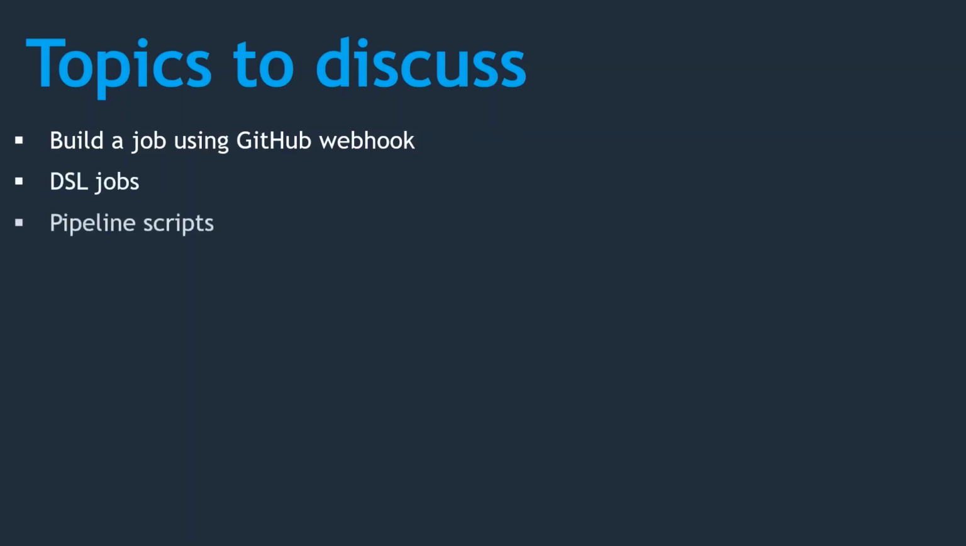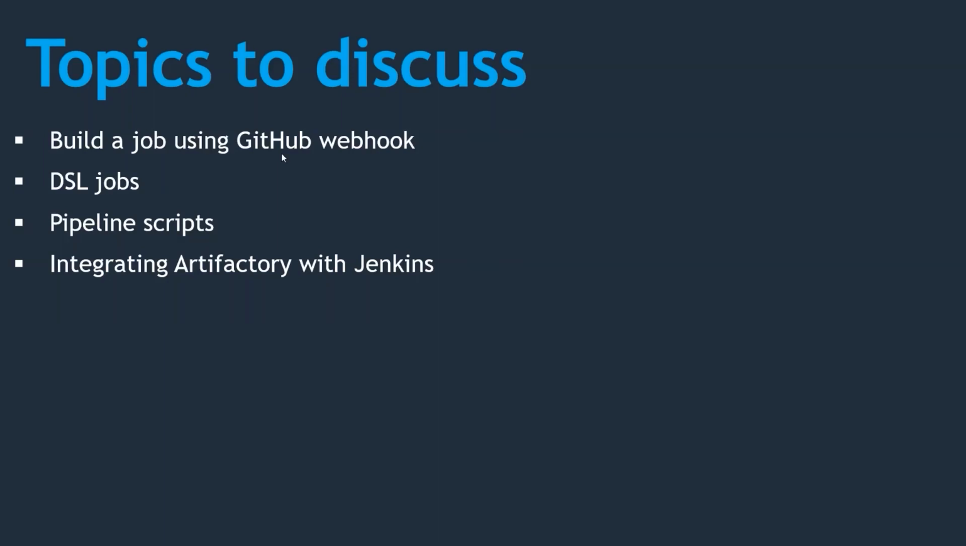Hello friends, welcome back. So in today's session, we are going to discuss how to build a job using GitHub Webhook. This is one of the concepts we missed while building our jobs, and DSL jobs. Then pipeline scripts. I don't think we can cover pipeline scripts today, but if time permits, we'll go there. And also integrating Artifactory with Jenkins. So in today's class, we are going to see how to build a job using GitHub Webhook, and DSL jobs.